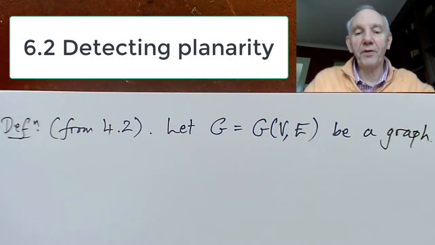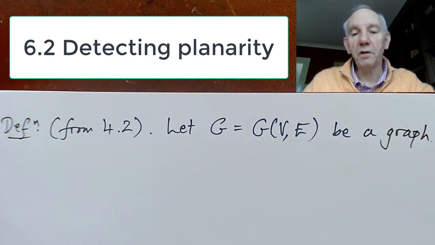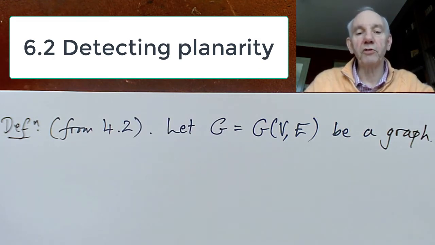So the aim of this talk is to discuss a couple of theorems that help us decide when a graph is not planar. So not planar means that it's impossible to draw it in the plane without edge crossings which are not vertices. So I'm going to start with a definition that actually goes back, I think, to 4.2 in the notes.